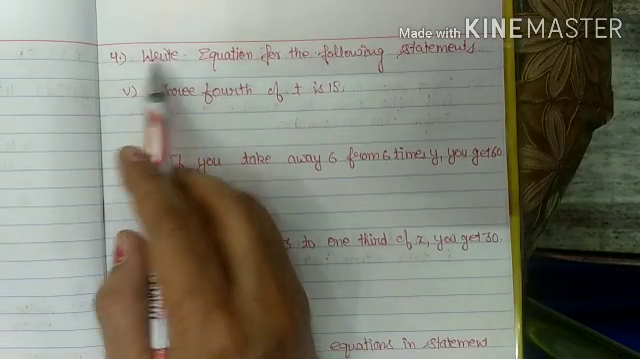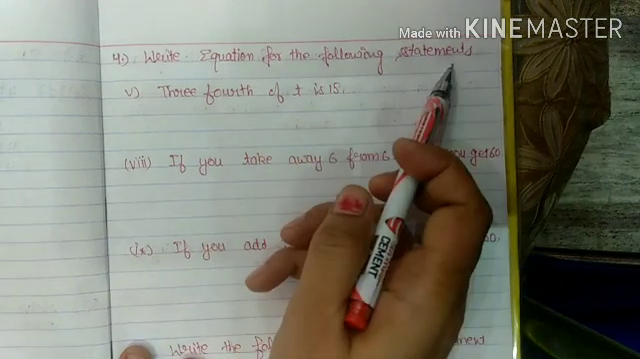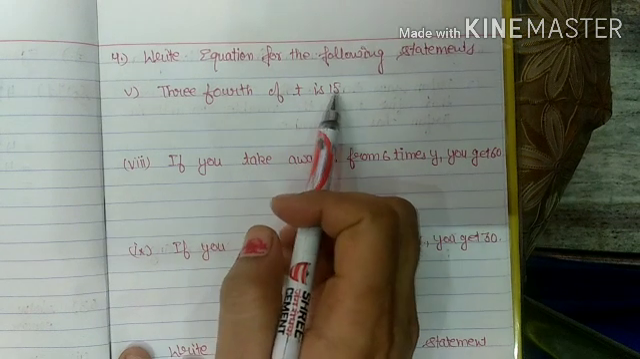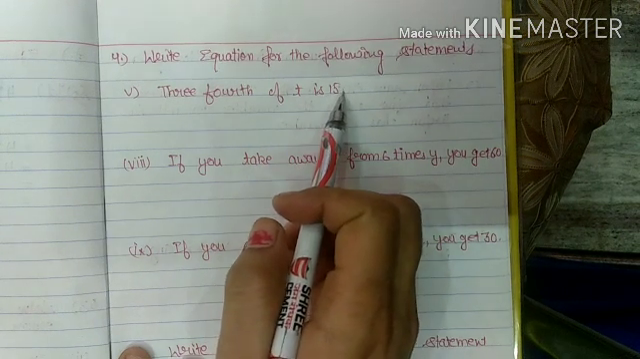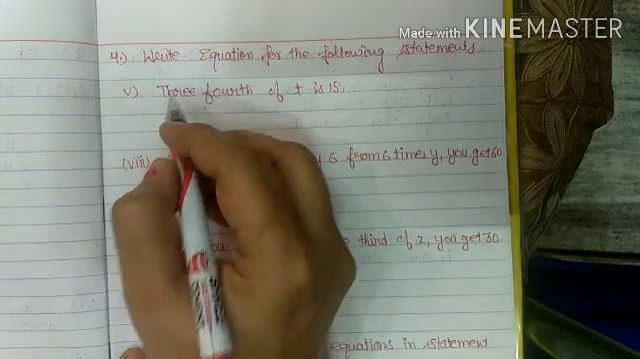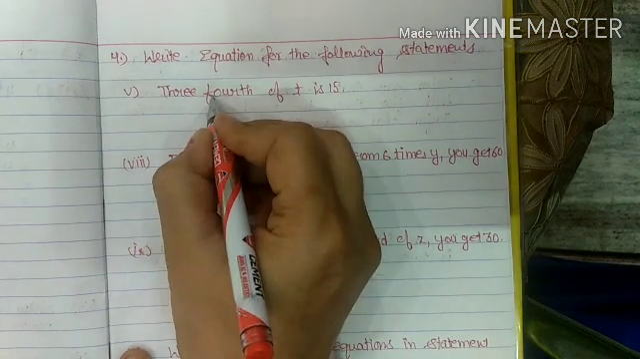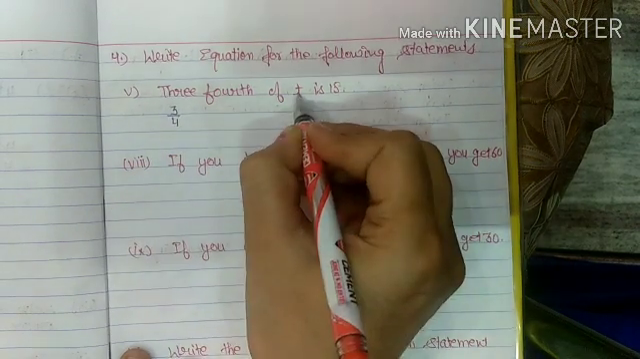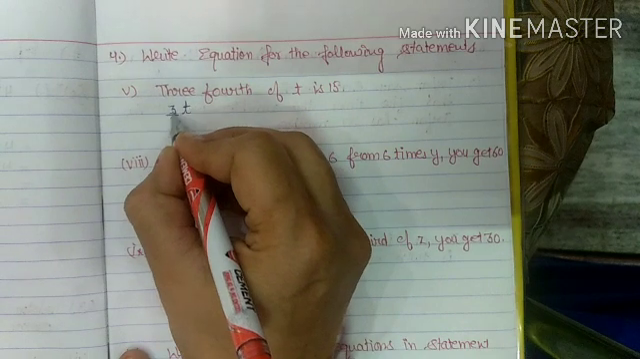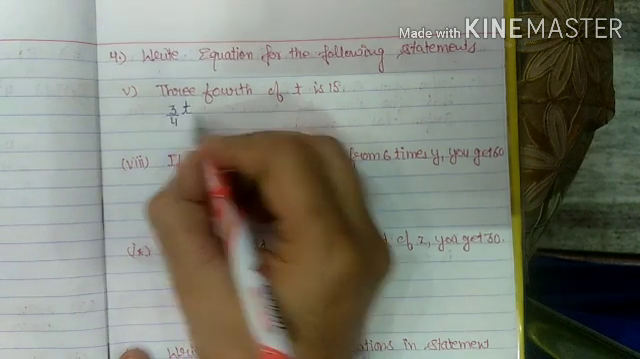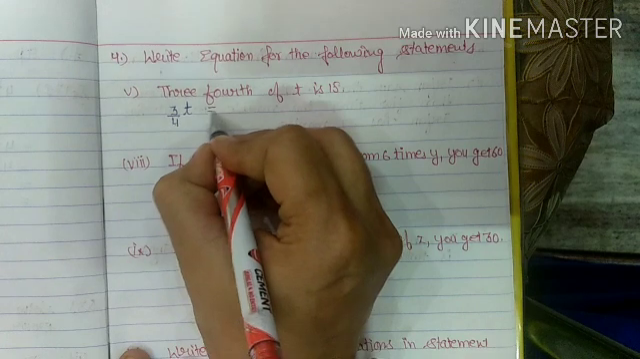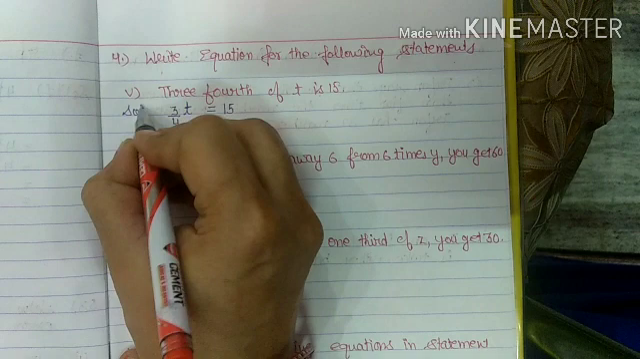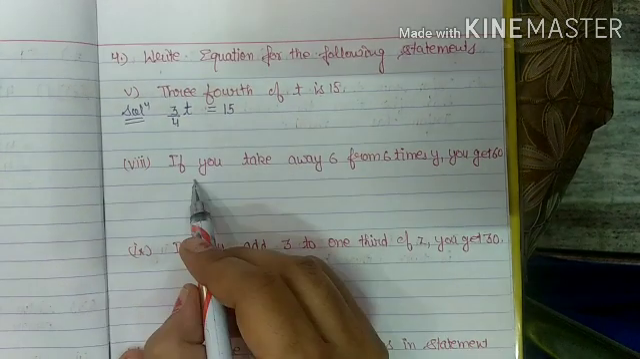Here the fourth question is write the equation for the following statements. Fifth part I am taking here, 3/4 of t is 15. How to write in equation form? If I am saying 3/4, what does it mean? 3/4 of t. Is 15. How to write is? Is means equal to 15. This is the solution.